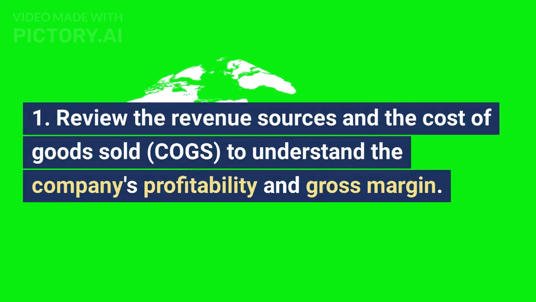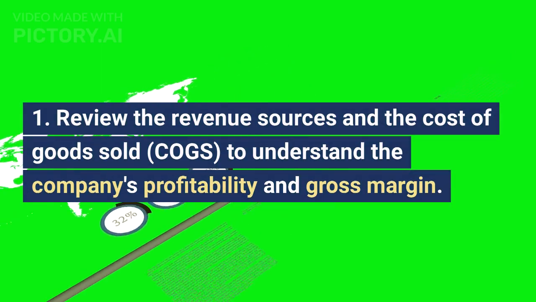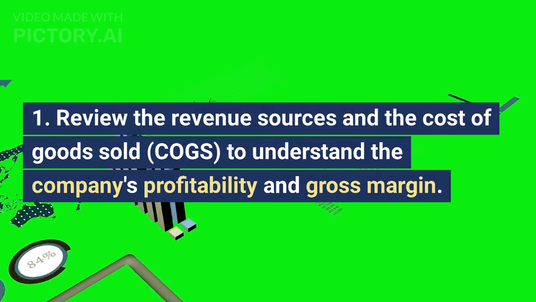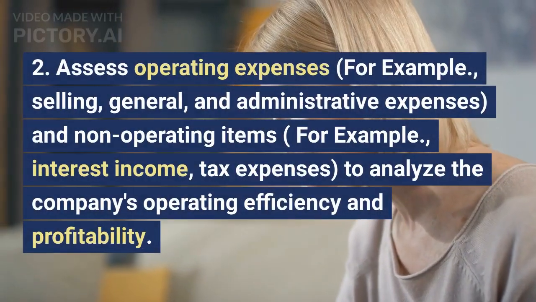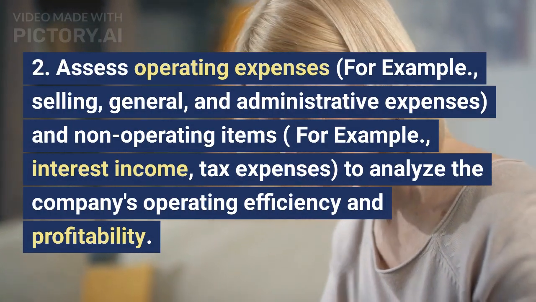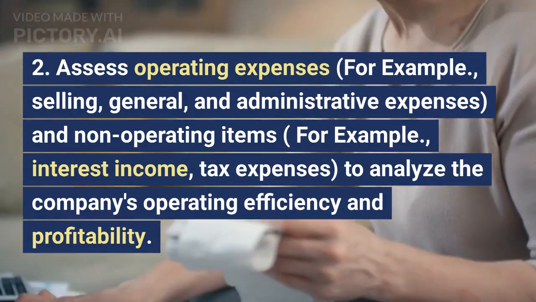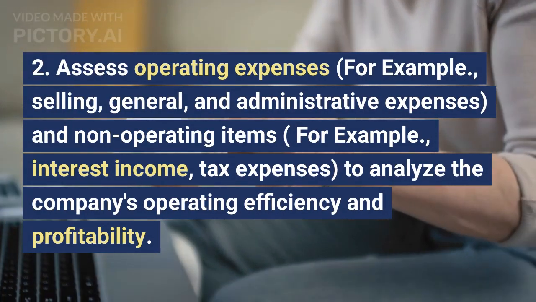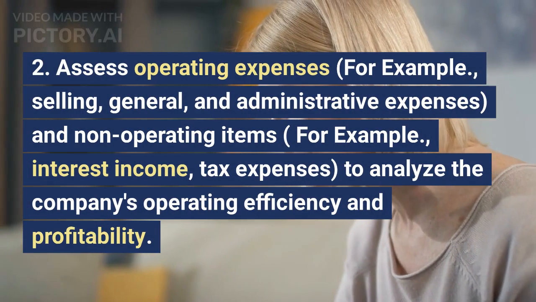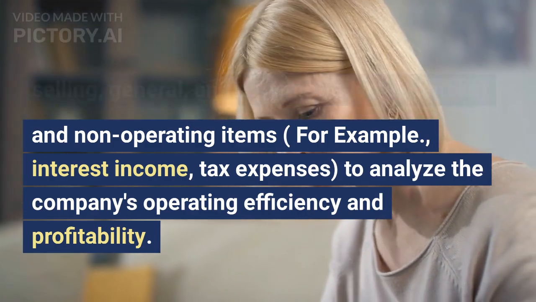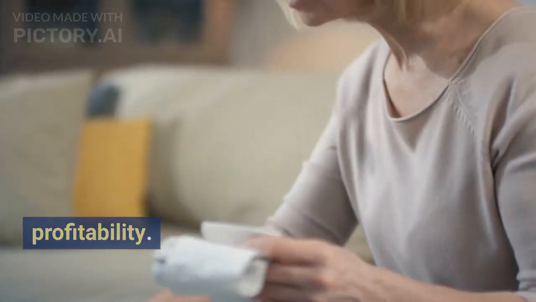1. Review the revenue sources and the cost of goods sold, COGS, to understand the company's profitability and gross margin. 2. Assess operating expenses, for example, selling, general, and administrative expenses, and non-operating items, for example, interest income, tax expenses, to analyze the company's operating efficiency and profitability.